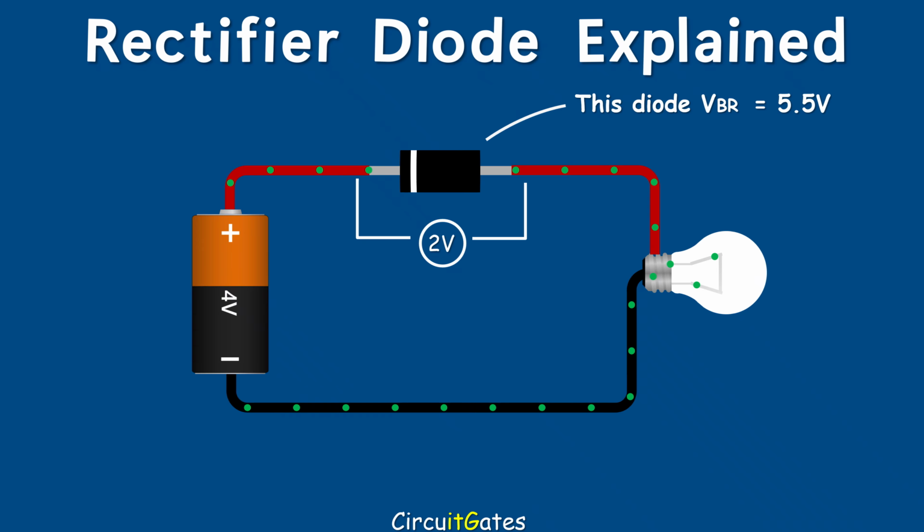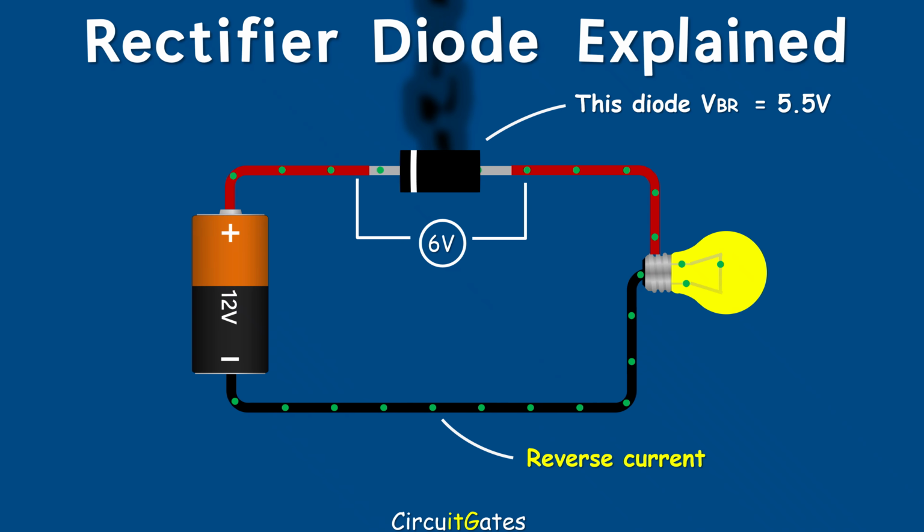When the reverse voltage across a diode is increased to the reverse breakdown voltage, the diode breaks, resulting in the flow of high reverse current. The value of reverse voltage at which the diode breaks is called the reverse breakdown voltage. A rectifier diode should be operated below its breakdown voltage.